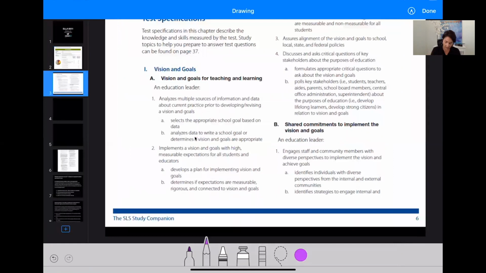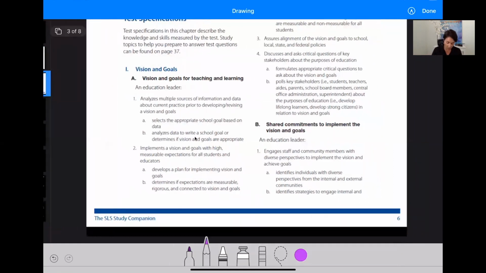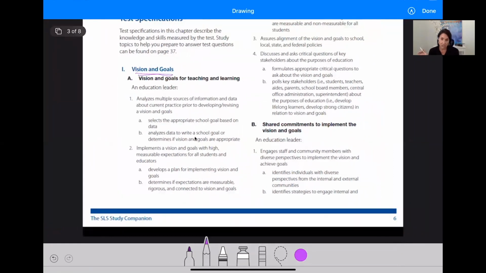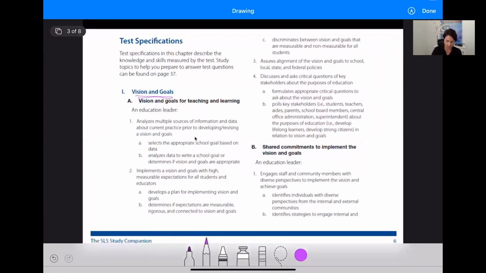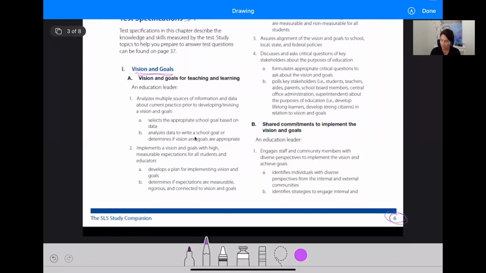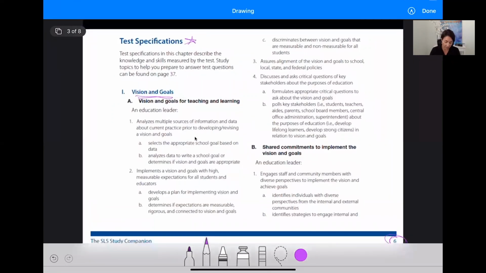So let's take a look at the test specifications for this specific piece, vision and goals. Now, the words in these test specifications, you can see here, that's what they're called. I believe this is on page 6. Yeah, see here, page 6. All right, vision and goals is underneath section 1, and then you have all this information here and here.